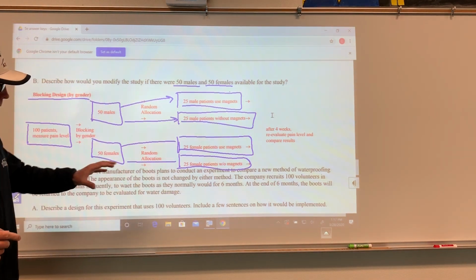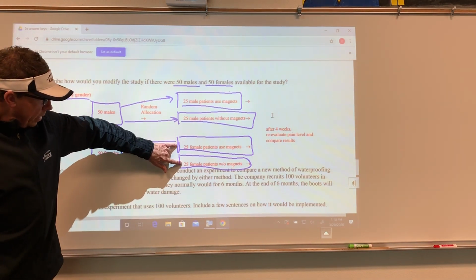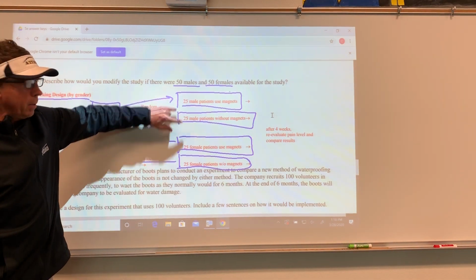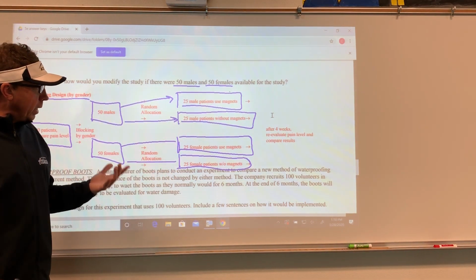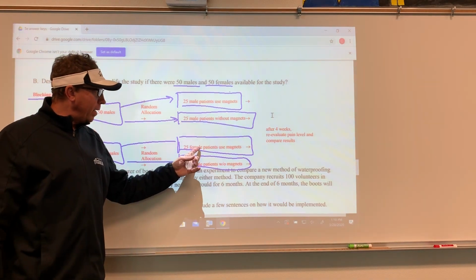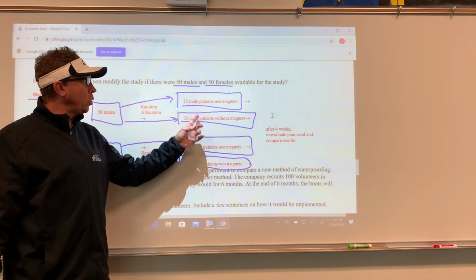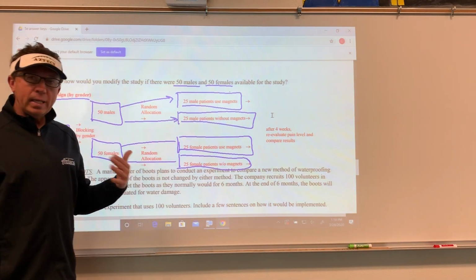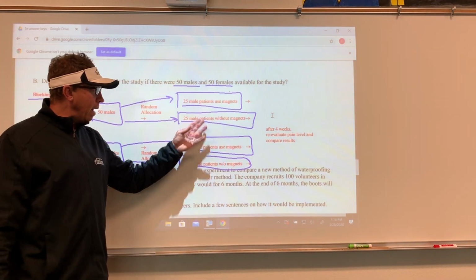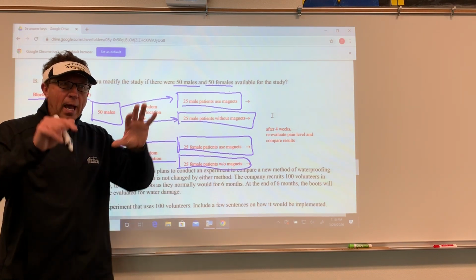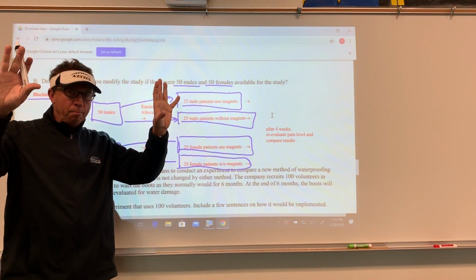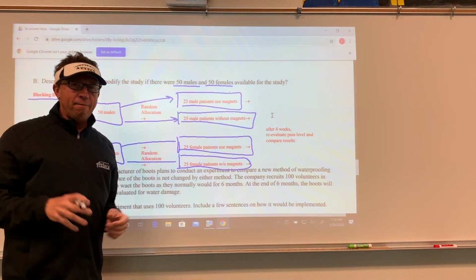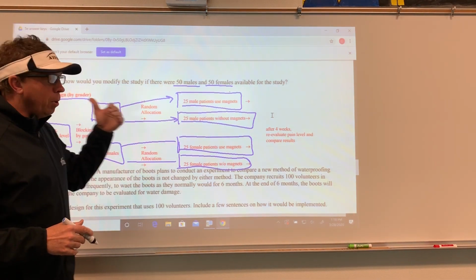If you notice, in theory, these two groups should be the same, and these two groups should be the same. So those that got magnets, there were 25 that got magnets from females and 25 that got magnets from males. And of course, the ones that didn't get magnets were also 25 and 25. So we have equal groups in the end to compare. We have 50 people in each group, 25 males and 25 females. That is called a block design.